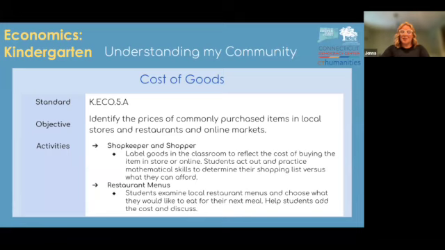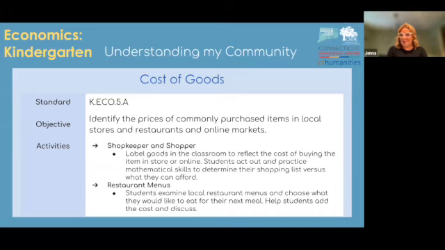Our third standard is all about the cost of goods. So this is identifying the prices of commonly purchased items in local stores and restaurants and online markets. So corresponding activities that might be useful are playing shopkeeper and shopper. Again, going to those play-based activities that really immerse the students. In this activity, you can label goods in the classroom to reflect the cost of buying the item in the store or online. Students can then act out and practice mathematical skills to determine their shopping list versus what they can actually afford. So you can make this a fun activity regarding math.